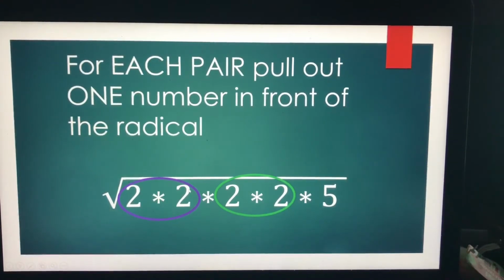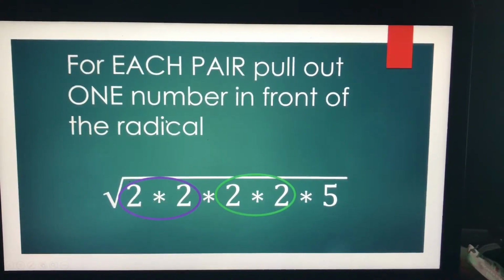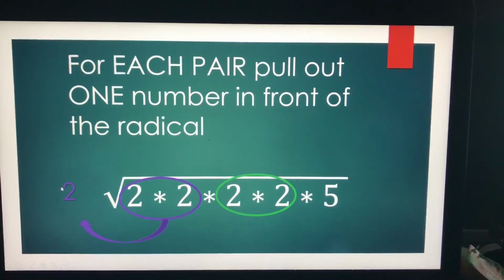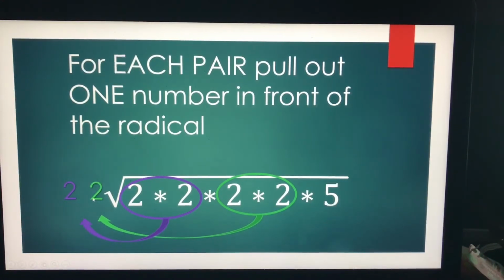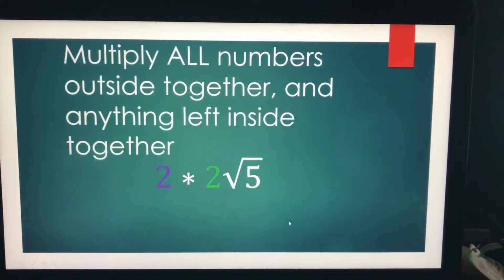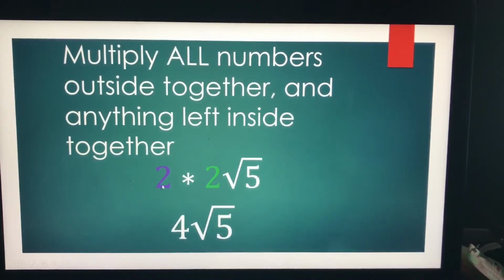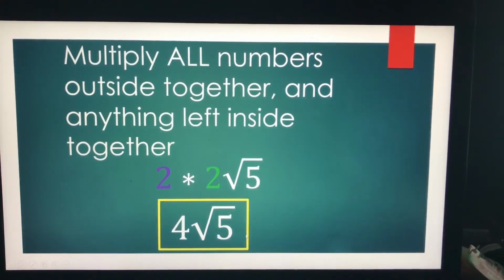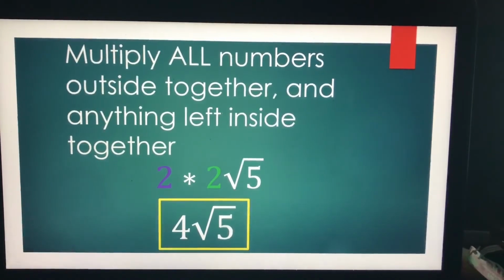After I've made my pairs, I need to pull out one number from each pair, and I'm going to place that number I pull out in front of my radical. So here's my one number as a 2, and then my other pair of 2's comes out as one number. The 5's not coming out because it did not have a pair. Once I've pulled out, I multiply all numbers outside together and anything left inside together. This leaves me with 4 on the outside and 5 on the inside. So the square root of 80 is 4 times the square root of 5.